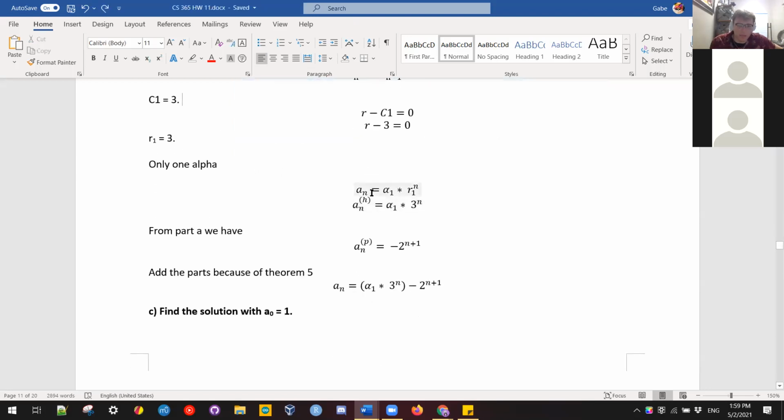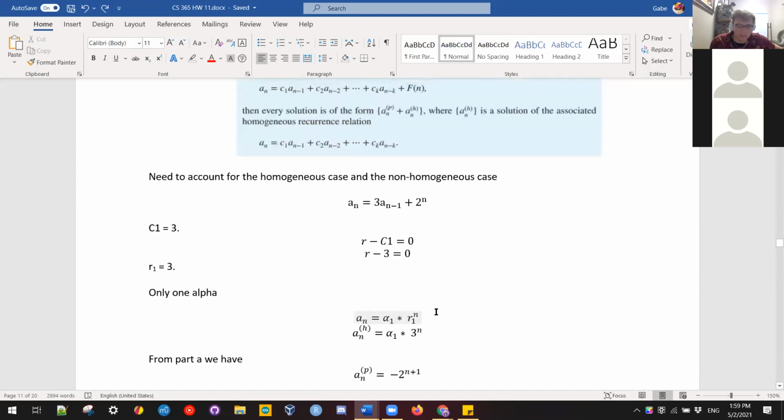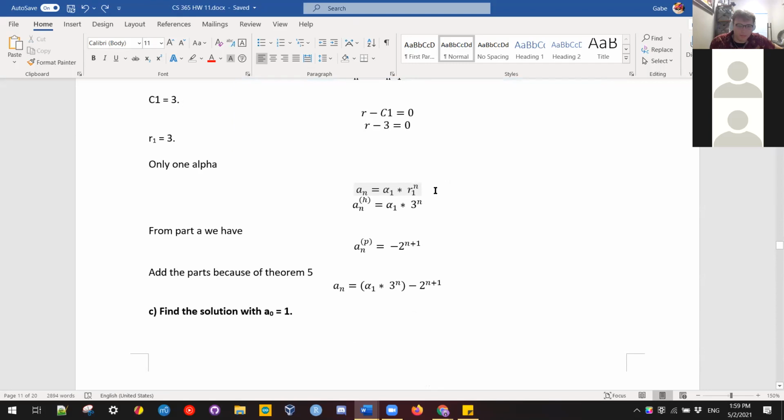And so we only have 1 alpha, so we just plug in 0. And we basically get, man, I don't remember how this goes. Okay, so a_n is this guy. And then we want to find alpha, which makes sense because we already found the root. So we found the root, we put it to the n, and now we have this guy. And so from this part, from part A, we have this.